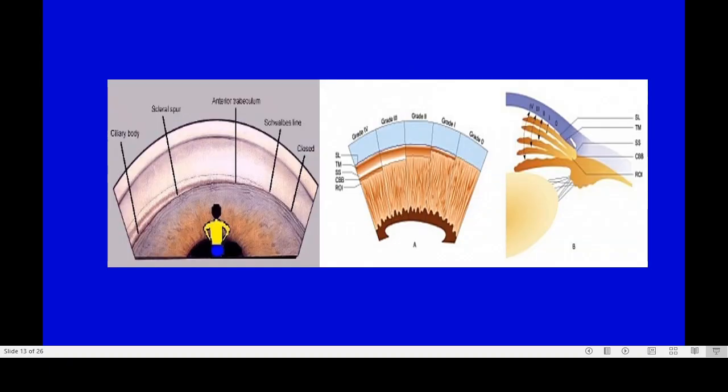There are different grading techniques of the angle, so we'll discuss it later on when we deal with the individual glaucomatous entities.